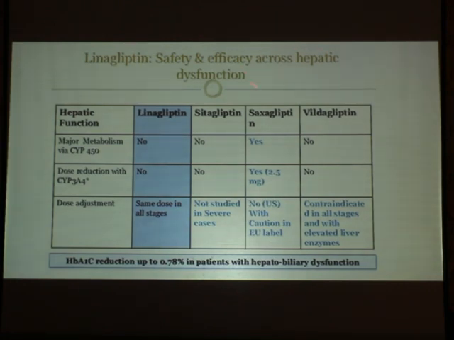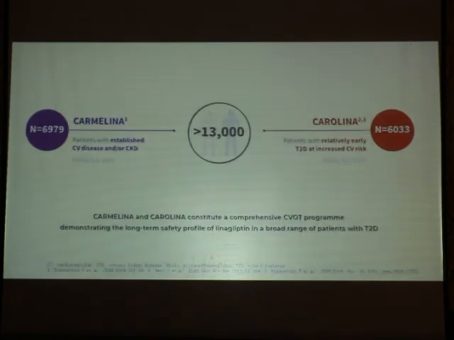So, linagliptin safety and efficacy across hepatic dysfunction. Since it does not involve CYP450 metabolism, we do not have to reduce the dose in hepatic dysfunction, and the same dose can be given. So we have the great advantage of using the same dose in renal dysfunction, also in hepatic dysfunction. The other molecule which could have been used in a similar way was saxagliptin, but it has gone out of favor because of other reasons. Right? Next one, please.